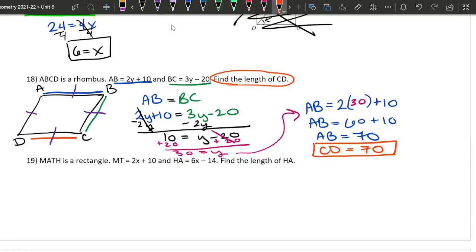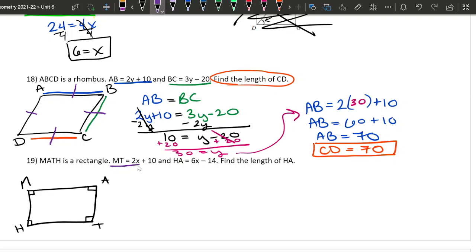All right, I want to get through one more for this video. Again, I don't have a picture, but it tells me MATH is a rectangle. So polygon MATH. And it's a rectangle, so I know all 4 angles are 90 degrees. Let's see what it says. Oh, but this isn't even talking about those, is it?